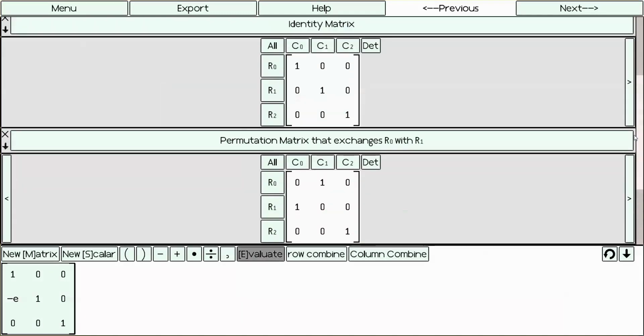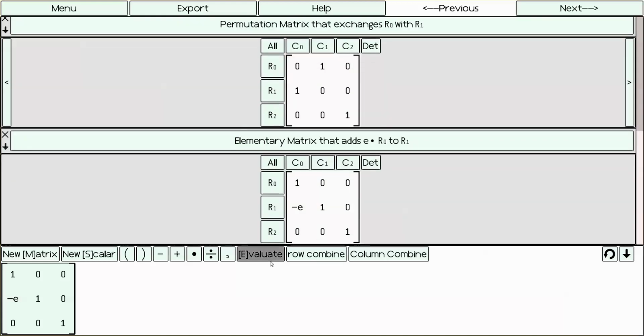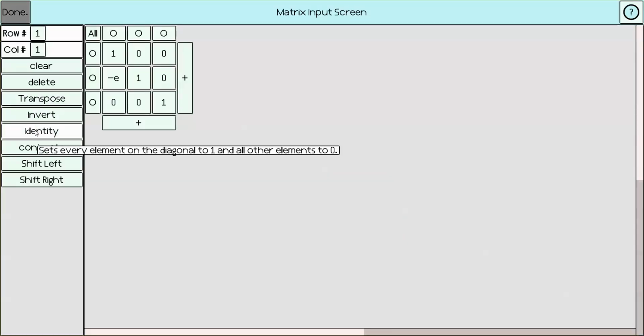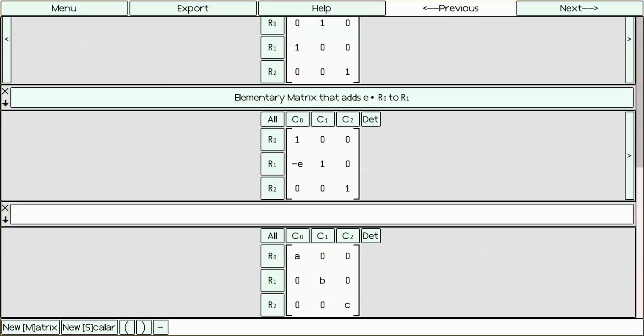Another interesting matrix would be, let's identify this, a diagonal matrix, where you have non-zero elements only on the diagonal. This matrix, let's evaluate it. Diagonal matrix. This matrix has the interesting property that any matrix that it's multiplied to will have each of the corresponding rows multiplied by the given scalar.